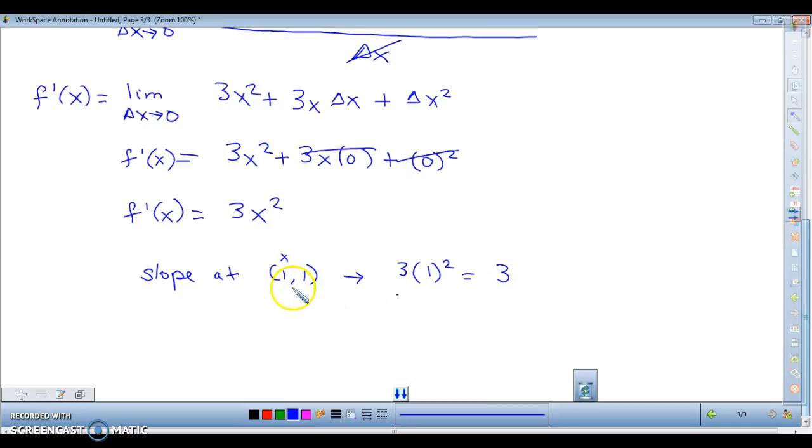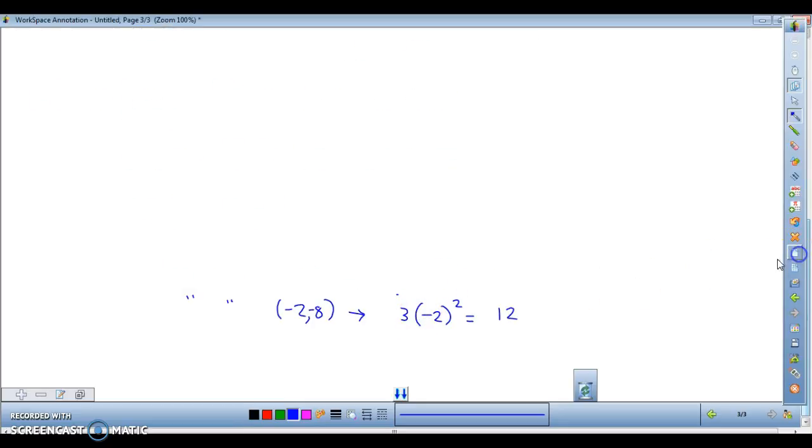Okay, but like I said, you could find the slope at any ordered pair if you wanted to. Let's say you had (-2, -8). Then you would just plug in your x value of -2, and that would tell you that the slope at that particular ordered pair is 12. So what the derivative does is give you the slope of the tangent line at any point on f of x, depending on the value of x. Okay, all right, let's try another one here.